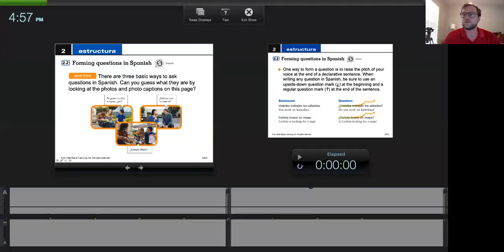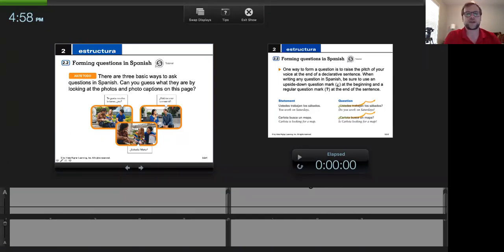So let's look at the different basic ways to form a question in Spanish. Okay, now, we've looked at some of our different conjugations, but we're going to use those conjugations now to ask questions. There are three basic ways that we can ask questions in Spanish. So let's look at these three different examples. Te gusta mucho la tarea. Now, that's just a declarative statement saying you like homework a lot, right?